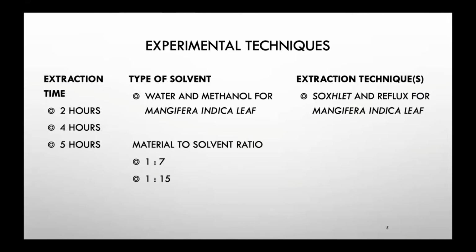So, the experimental techniques used in these experiments vary three variables, including extraction time, the type of solvent, and the material to solvent ratio. As we can see here, we tried to vary the material to solvent ratio between 1 to 7 and 1 to 15 material to solvent ratio. We use water as the main source for solvent to accommodate the real application in the fashion industries. And then for the extraction technique, we compare two different techniques such as Soxhlet and reflux.